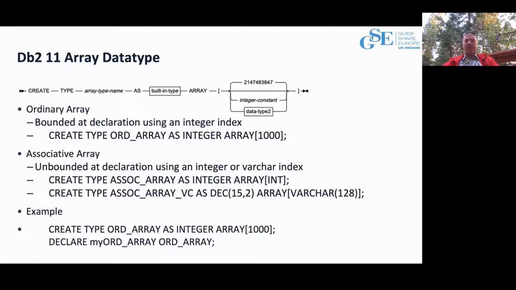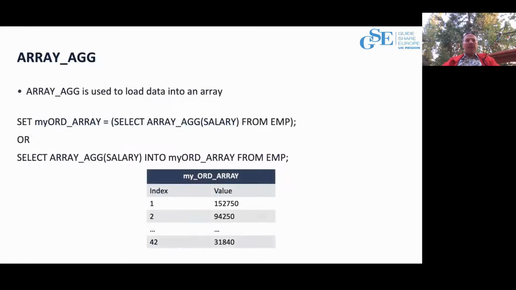So, all right. In this particular case, you've got an array that you've declared. It's called my ordinary array, and you're going to get some data into it. And how do you get data into an array? You typically use the ARRAY_AGG function.